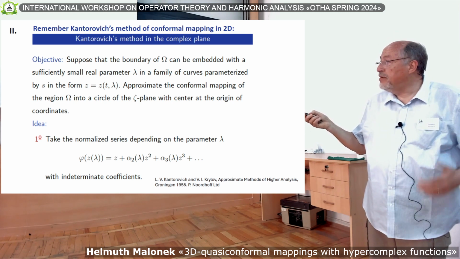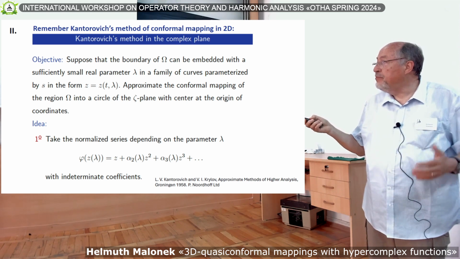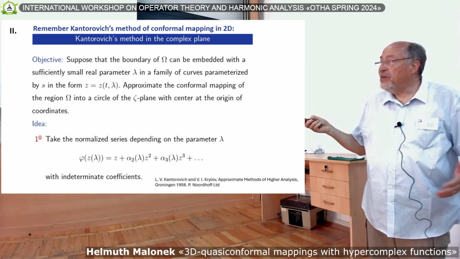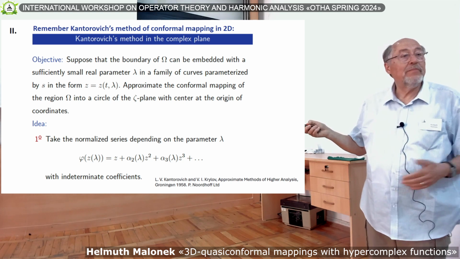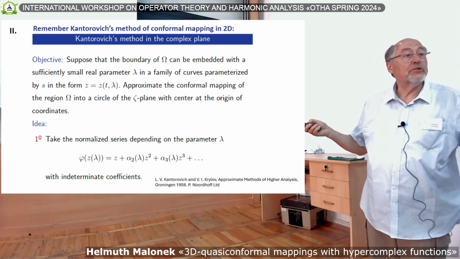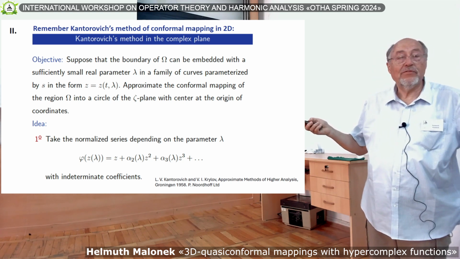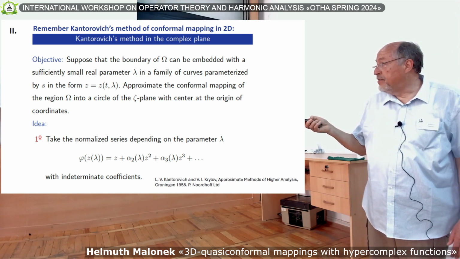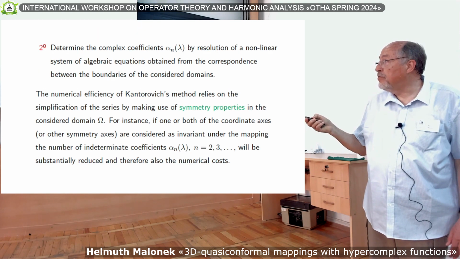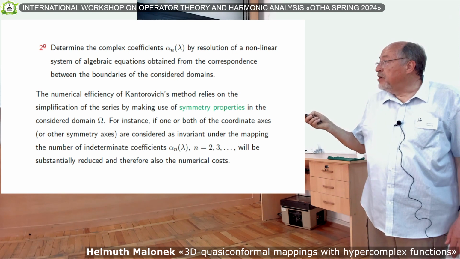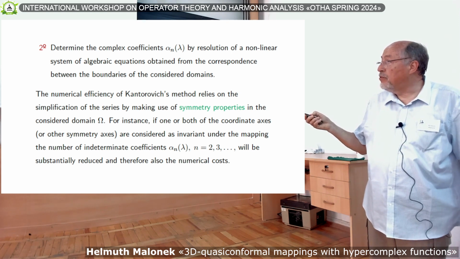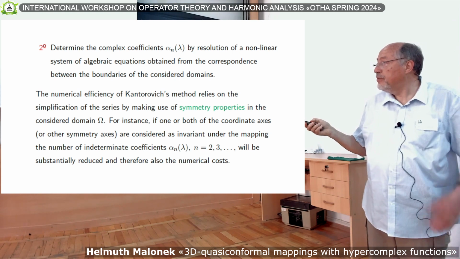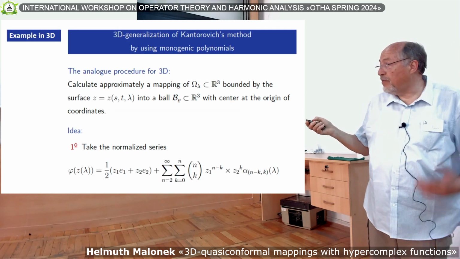And really, the complex case is this: you are considering the boundary of the domain you want to map, embedded with a small real parameter in a family of curves, parameterized, and then, to get the mapping, you have to determine by algebraic equations, and of course, with all the possibility of computers, you can do it very well, the value of this lambda. And so you can approximate in a well-set way. You see, this method leads to the resolution of nonlinear algebraic systems. And you will see it in the 3D case, what this means.